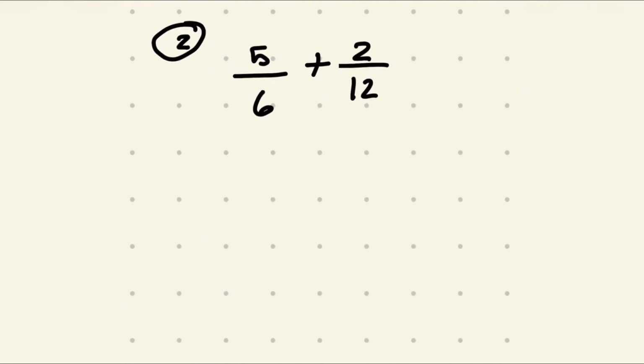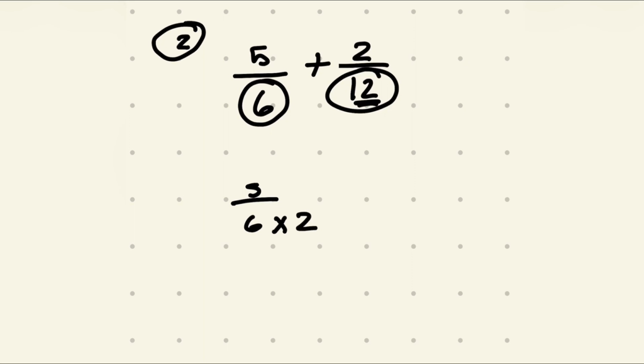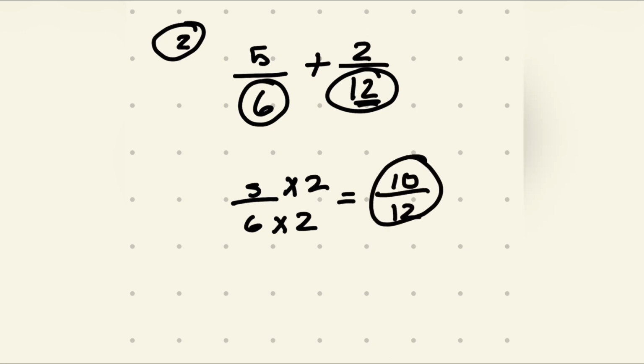So again, we have two different denominators, so we can't add, but the easy way to go here is simply by turning 6 into 12, since we know that 6 can be multiplied to get 12. So what times 6 gives us 12? Well, that's 2. So remember, whatever we do to the bottom, we have to do to the top. So we also have to multiply 5 by 2 to get 10, and 6 times 2 is 12. This is equivalent to this original fraction.